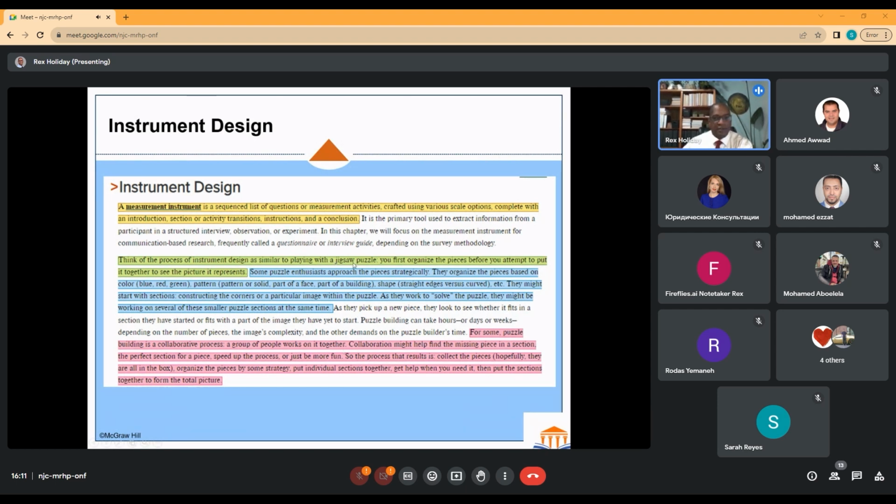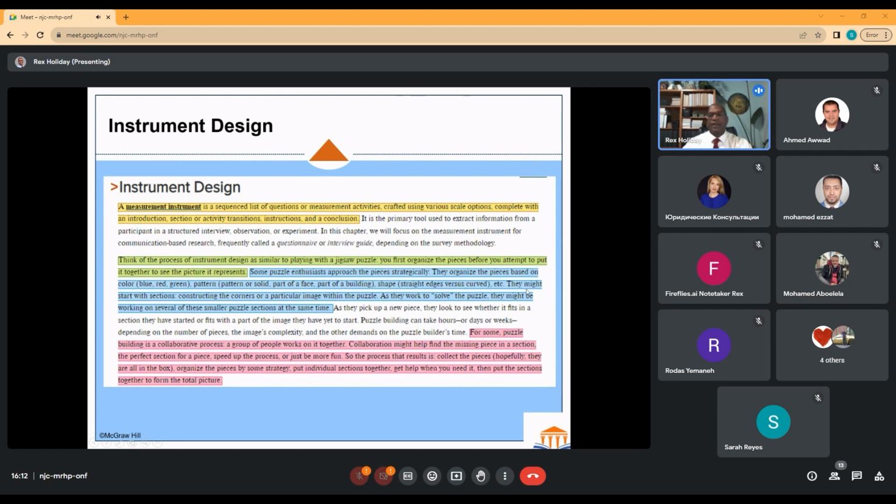It says here to think of the process of instrument design as similar to playing with a jigsaw puzzle. You first organize the pieces before you attempt to put it together to see the picture it represents. Sometimes you have the box, right? But I think you get the analogy they're trying to draw here. Some puzzle enthusiasts approach the pieces strategically. They organize the pieces based on color, blue, red, green, patterns or solid, part of a face, part of a building, the shape, straight edges versus curved edges, etc.